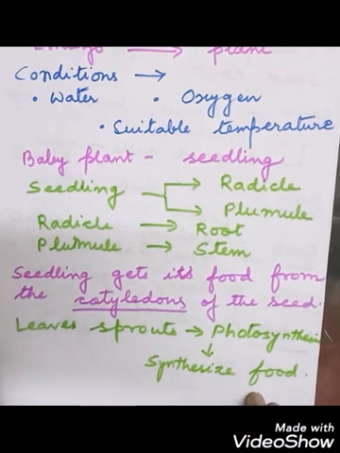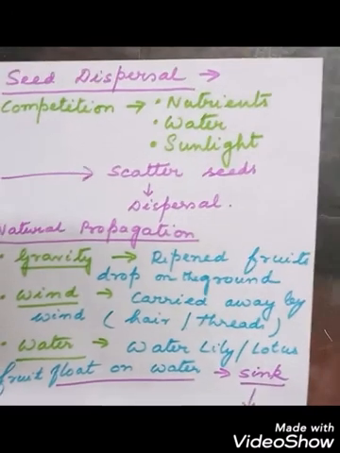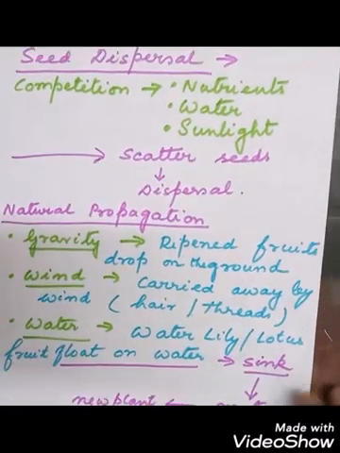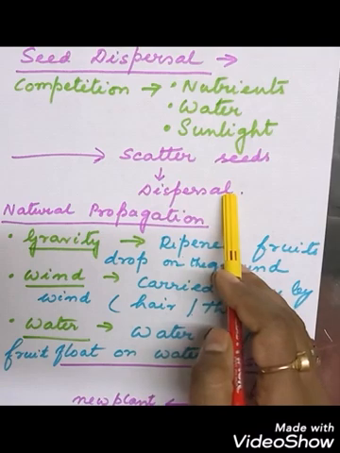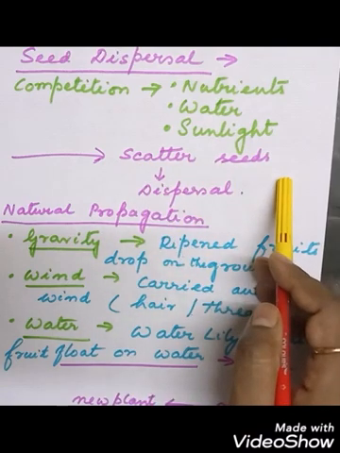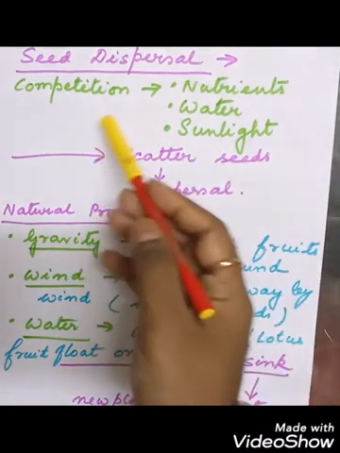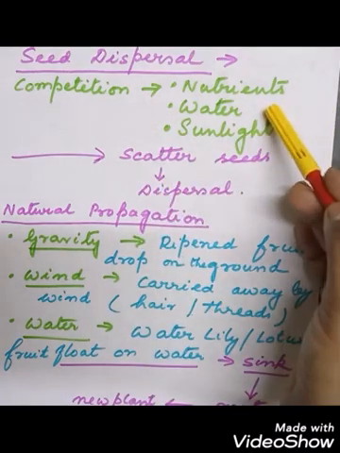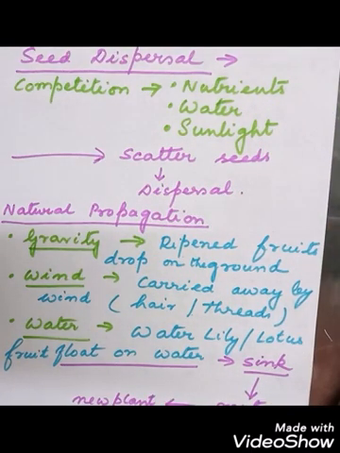Now I'll discuss this process, which is called what? The seed dispersal. What is the seed dispersal? The process of scattering the seeds from a particular place to another one is called the dispersal of seeds, or scattering of seeds, spreading of seeds. Why will they compete with each other? For nutrients, for water and sunlight, just now I told. So they are naturally adjusted.